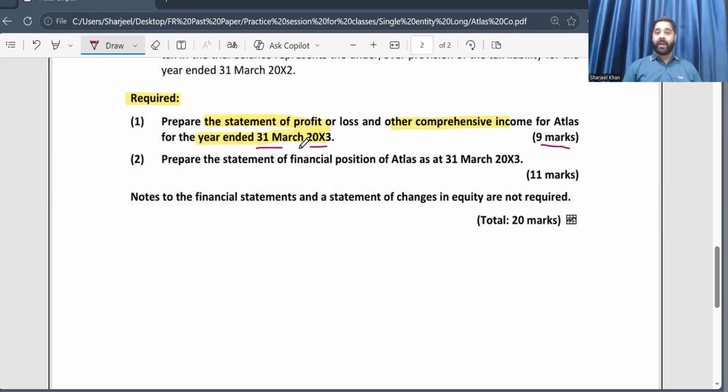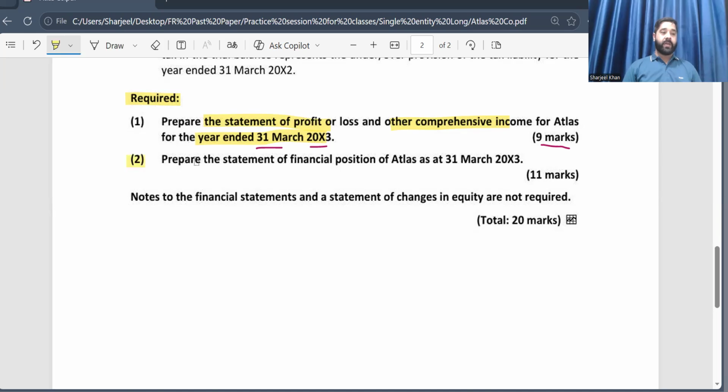And I'm telling you again and again in every practice session that the dates are really important in the financial reporting paper, because we have to recognize income and expenses for the year, right? So must remember the year end, the year start date. So the year start is 1st April 20x2 and the year end is 31st March 20x3.